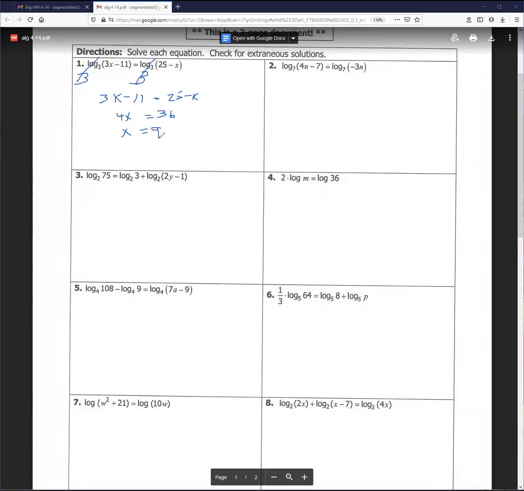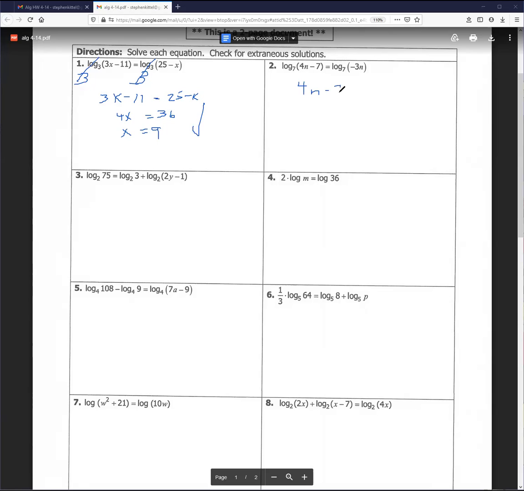And then we have to check it, plug it back in. 3 times 9 is 27, minus 11 is 16, 25 minus 9 is 16. It's the same thing on both sides. Okay, we're good.